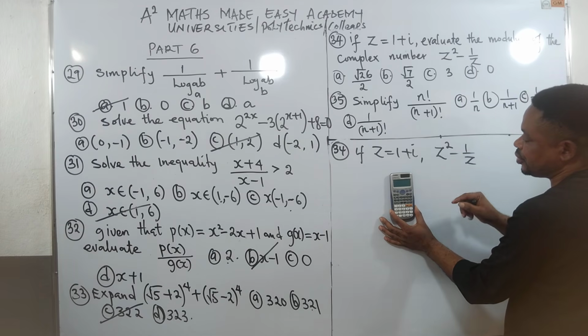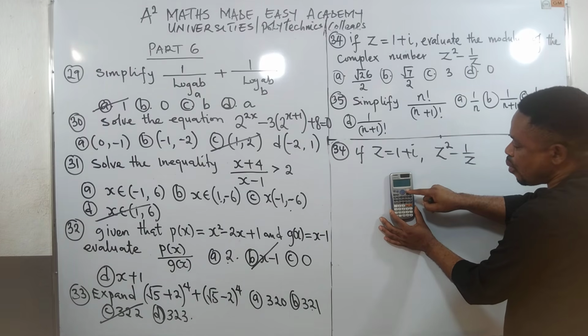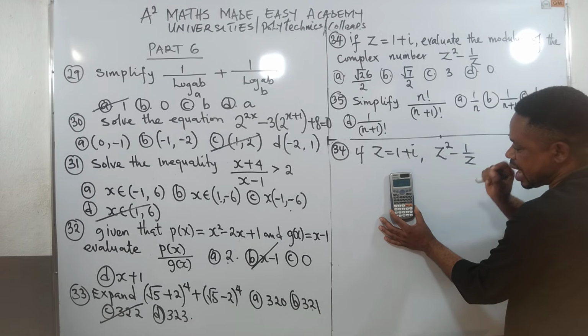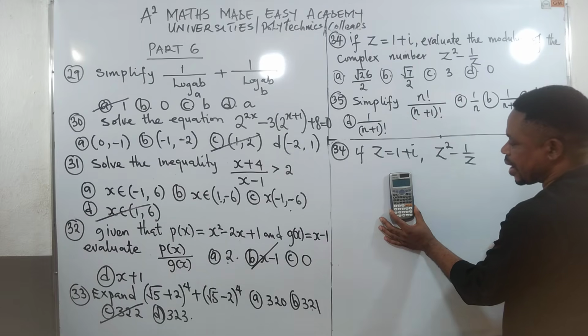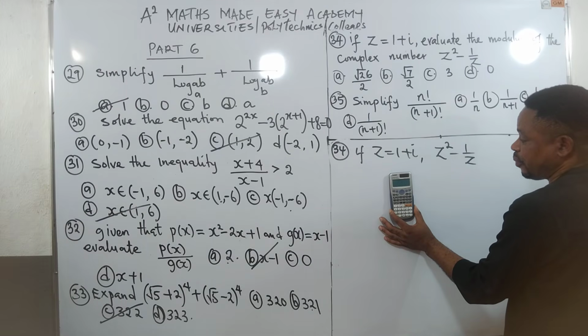This is a step on modulus. Let's punch mode. Hear me vocally: Mode and 2. We are now in complex. Are you with me now? Now let's key in the value.